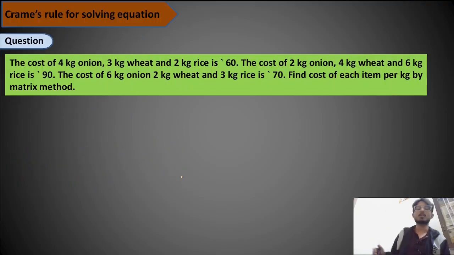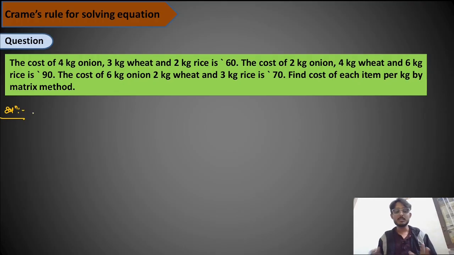Now the last and final question of this inverse rule, but this is not the inverse of a matrix. In this question, we will find the solution by Cramer's rule. What is Cramer's rule? First of all, you have to form the equations, because here the equation is not given. The cost of 4 kg onion, 3 kg wheat and 2 kg rice is 60.